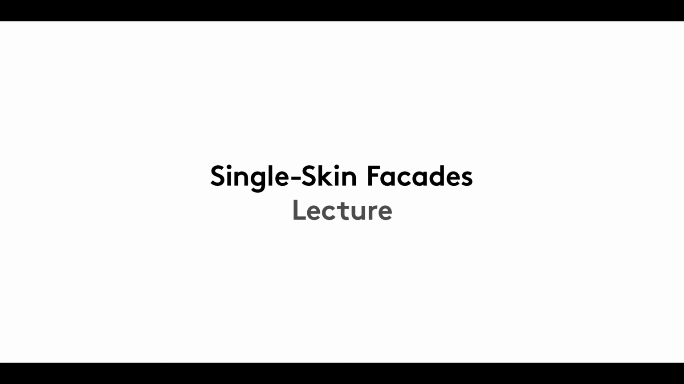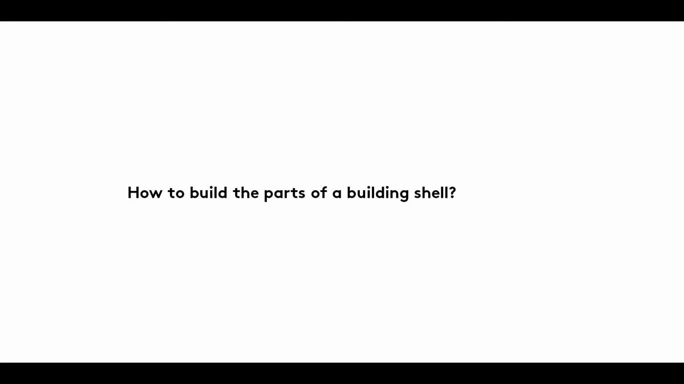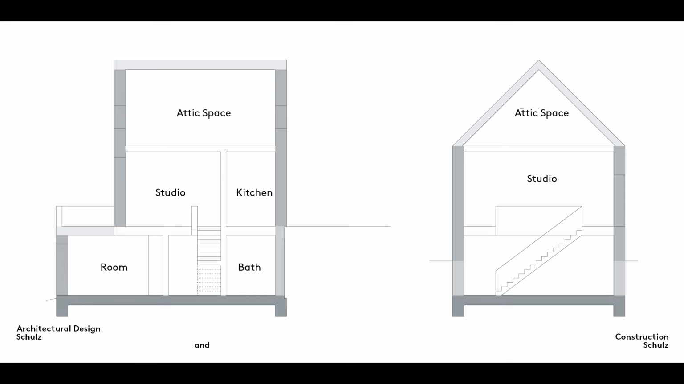Hello and welcome to the fourth film in our single skin facade series, in which we consider the various parts of the building shell and how they are built. The shell of a building forms the boundary between its interior and the outside. Just as the environment outside of the building consists of different areas, the corresponding parts of the building shell are subject to different loads and stresses.